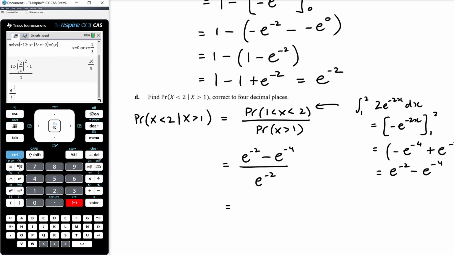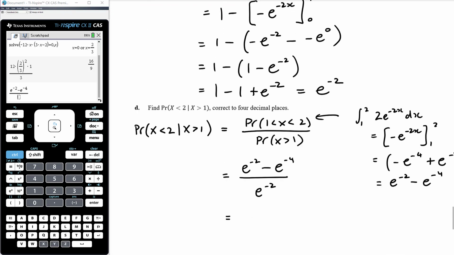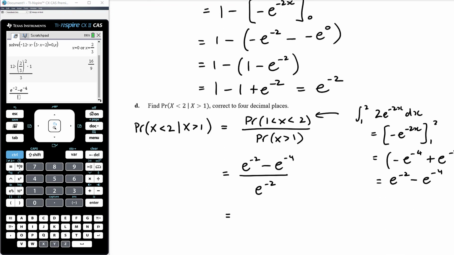Sorry, I got ahead of myself. E to the negative 2 minus e to the negative 4 over e to the negative 2, control enter, to 4 decimal places, that is 0.8647.